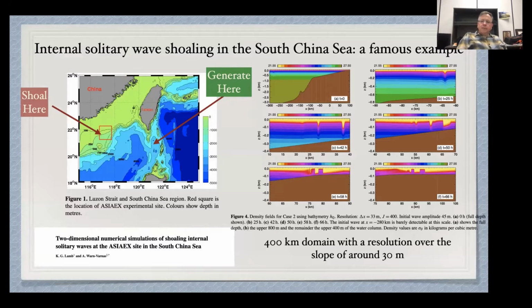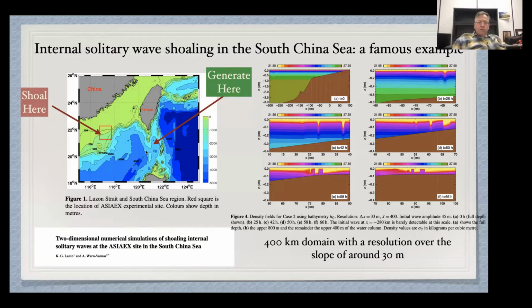Okay, so this is a simulation I'm going to show you from work by Kevin Lamb and Alex Warren-Varnas. It's the well-studied South China Sea, one of the most energetic places for internal solitary waves, and a place of great political intrigue and all the rest of that stuff. So you have waves generated where my cursor is over here, between Taiwan and the Philippines, and then they propagate in all sorts of directions, but the ones people are generally interested in head towards China, and then they shoal and they interact with this Dongsha Atoll somewhere around here.